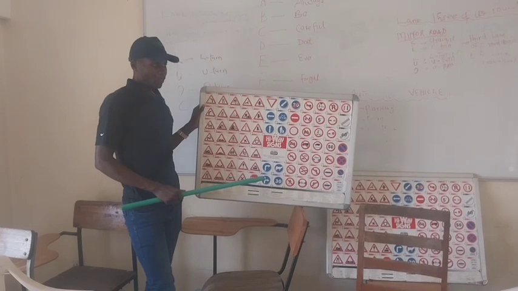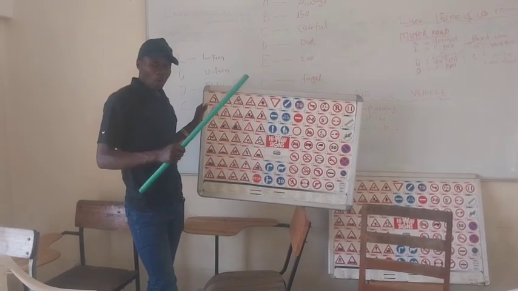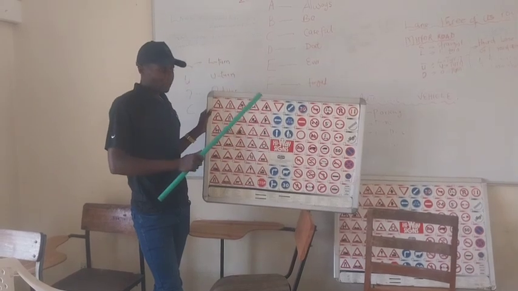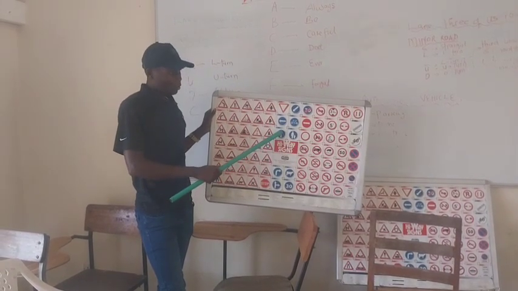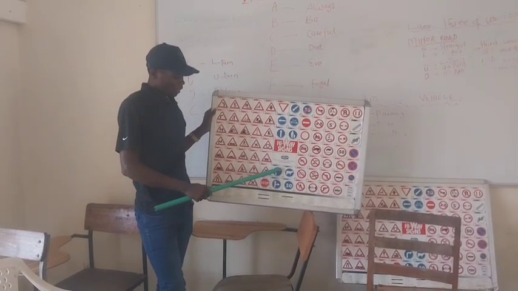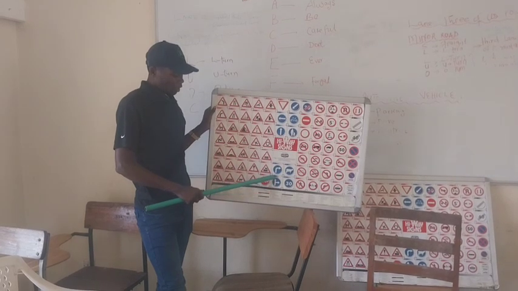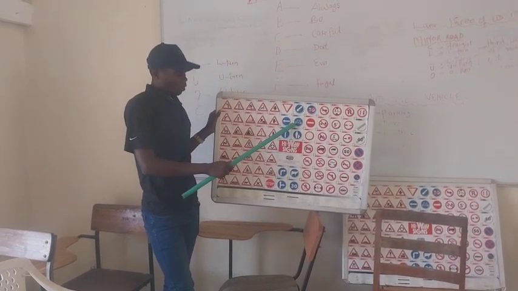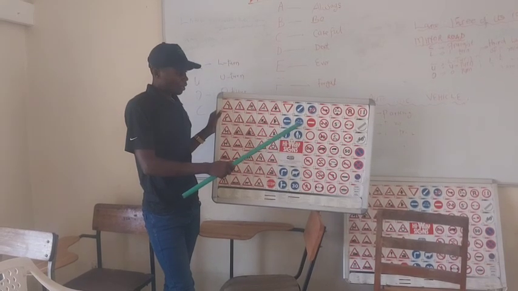These are signs that give order only. For example, compulsory go left. You must follow that left direction. Compulsory go straight. Compulsory turn right. Compulsory go straight or turn right. Compulsory pass left. Compulsory cyclist track.